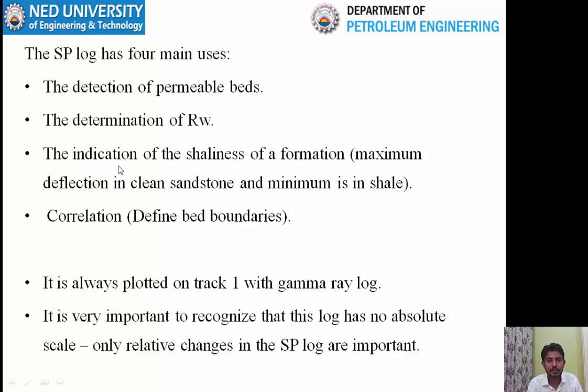The third important use is that this log can help you to calculate the volume of shale. Basically, we have seen that we can also calculate volume of shale through gamma ray log, and we know the formula that volume of shale through gamma ray log is equal to gamma ray log minus gamma ray minimum divided by gamma ray maximum minus gamma ray minimum. So by knowing the minimum and the maximum gamma ray values and the gamma ray values at that particular depth, we can calculate the volume of shale. And again, that is also an efficient way to calculate volume of shale.